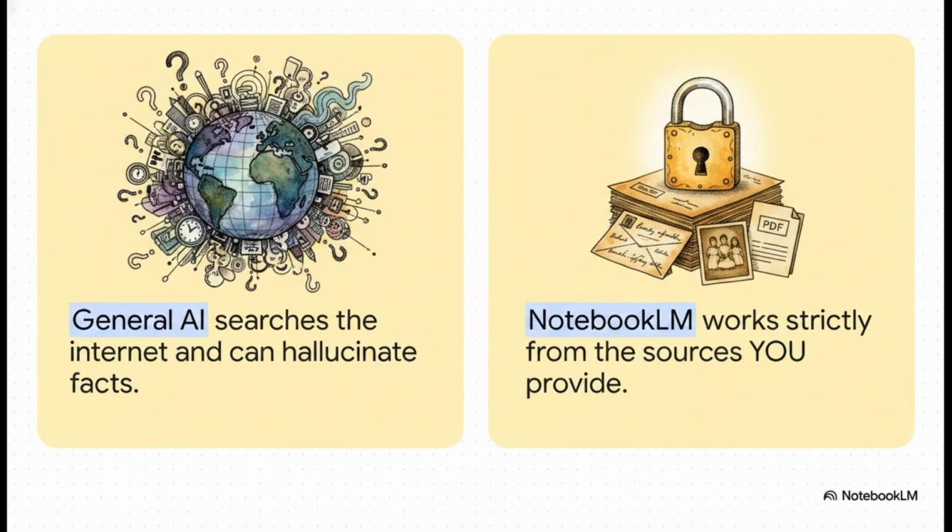A general AI chatbot searches the entire wide-open internet. Because of that, it can sometimes hallucinate, which is just a tech term for when an AI confidently makes up fake information because it's trying to fill in the blanks from random stuff online. No thanks. NotebookLM, on the other hand, works strictly and primarily from the specific sources you provide to it. It's like a closed loop. It focuses exactly and only on the family records you upload.